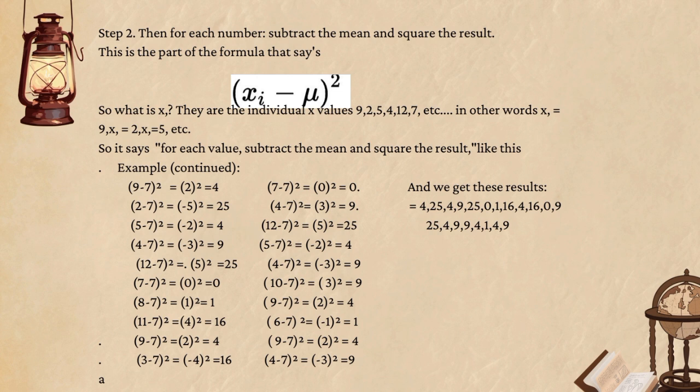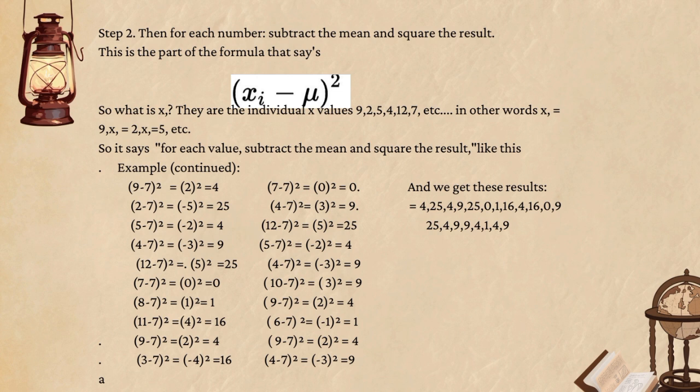Next, 5 minus 7 squared is equals to negative 2 squared. Ang equal naman dun sa negative 2 squared is 4. Next, 4 minus 7 squared is equals to negative 3 squared. So, ang equal naman dun is 9. Next, 12 minus 7 squared is equals to 5 squared. And equal is 25. So, 7 minus 7 squared is equals to 0 squared. So, ang equals doon is 0.